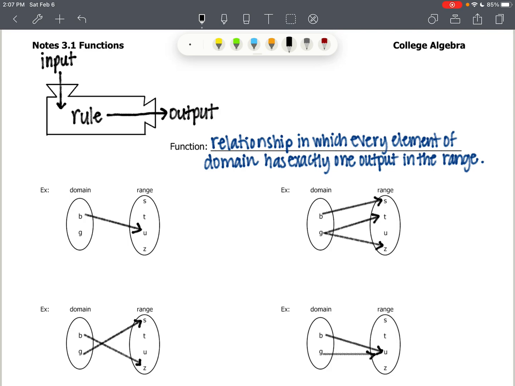Now, a function is a relationship in which every element of the domain has exactly one output in the range. So the key is that every element in the domain is used. I'll just highlight that, domain, so you can see where we're going with this. So you must use every element in the domain, and you can only use that element one time. It can only have one output.